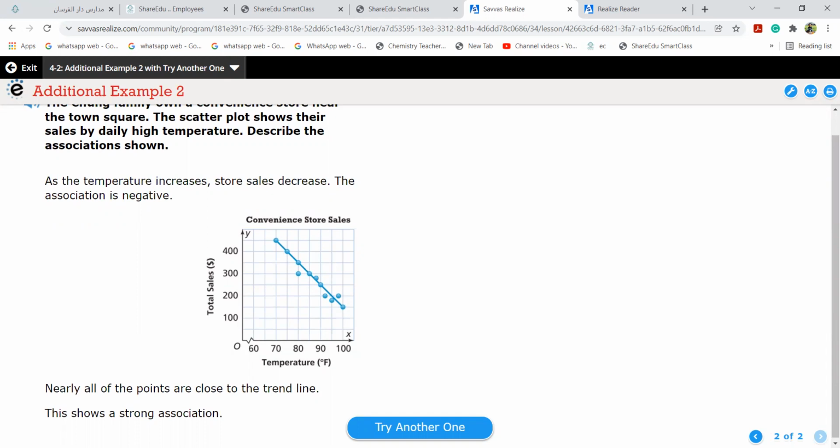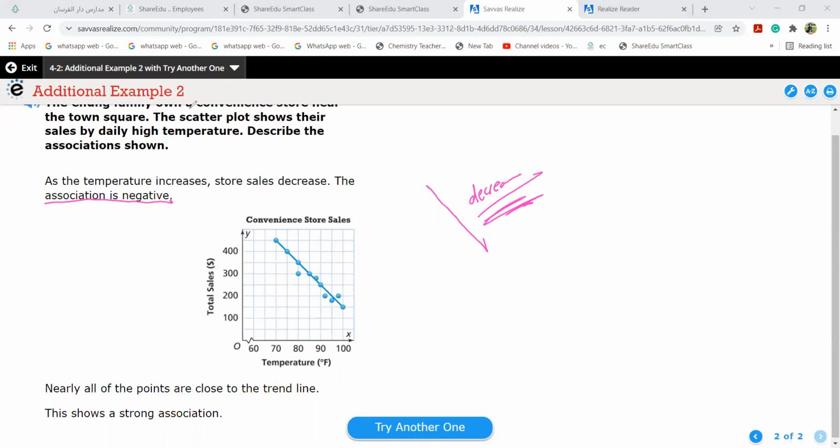See, girls, look at this graph. As the temperature is increasing, how would the store sales go? It is decreasing. Is it going up or down? Looking at this graph, is it decreasing or increasing? It is decreasing. Girls, when it is decreasing, you will write it as negative. The association, what do you write it as? Negative. When it is increasing, you write it as positive.